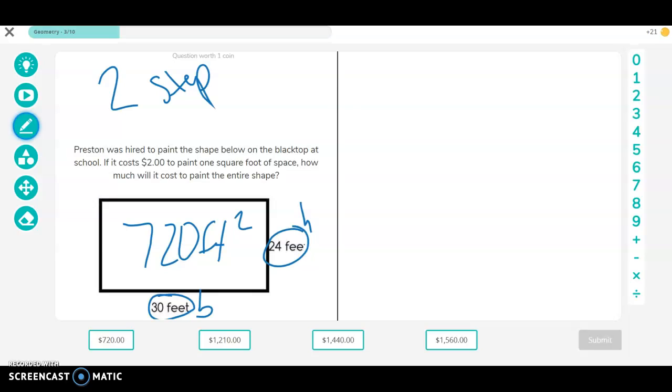So the reason we're going to take it times 2 is because it's 1 square foot of space. So that means if I draw out a little square that's 1 by 1, 1 foot by 1 foot, it's going to cost $2 for that. But we have to figure out how much it's going to cost for 720 feet. So you can pretend that there's 720 1 by 1 squares in this. So step 2 is to solve for the money.